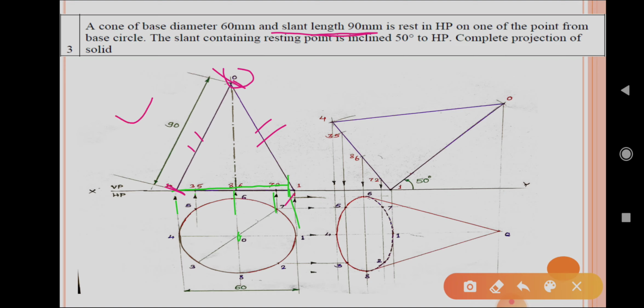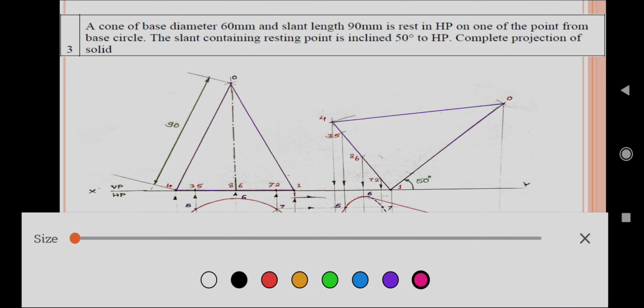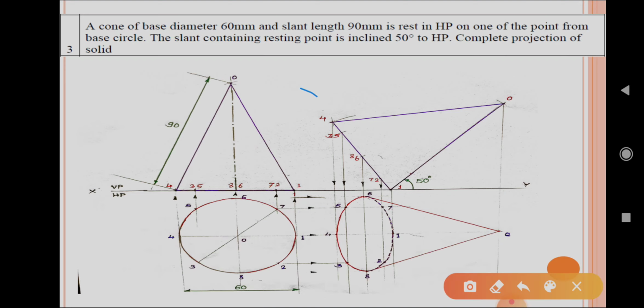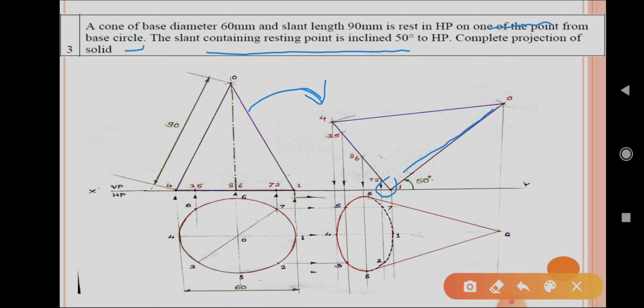So the first front view is complete, and the top view is complete. Then the same front view is inclined at an angle of 50 degrees with the resting point 1, that is, the base point or one of the points from the base is resting on HP, but the slant containing the resting point makes an angle of 50 degrees. So this is the angle 50 degrees.